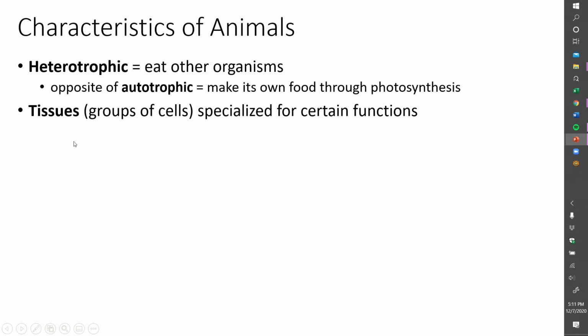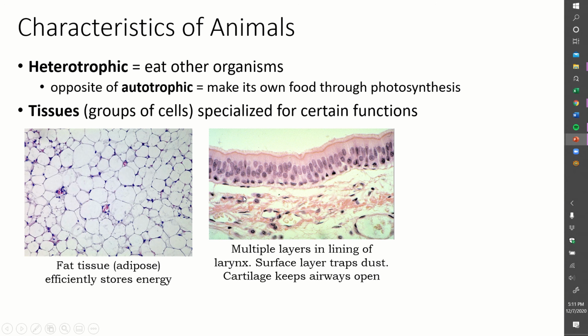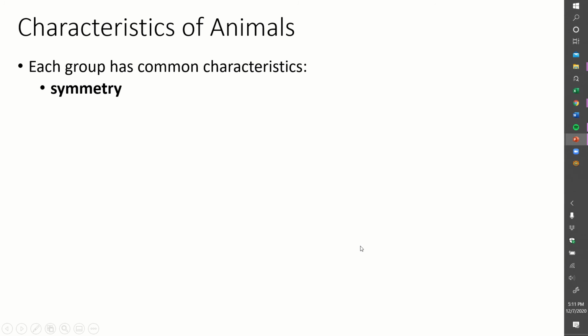All animals have tissues, which are groups of cells specialized and working together to do a certain function. So in humans, we have fat tissues. In humans, we have multiple kinds of tissues together to make an organ, but not all animals are going to have organs. Each group is going to have a common form of symmetry.